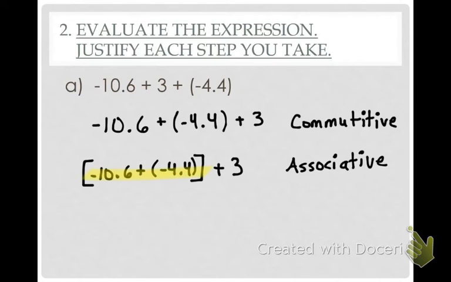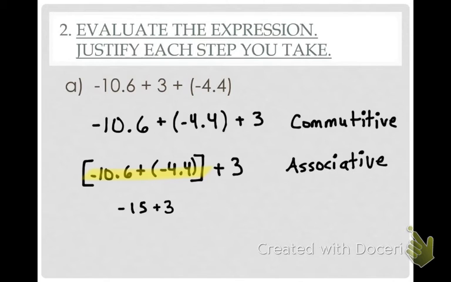What is negative 10.6 plus negative 4.4? 15.0. Okay, she says 15.0, which is the same thing as 15, but is that correct, guys? It's negative. Same sign, add the numbers, keep the sign, all right? Do I have to bring anything else down? No. The positive. I got to bring down the plus 3, okay?